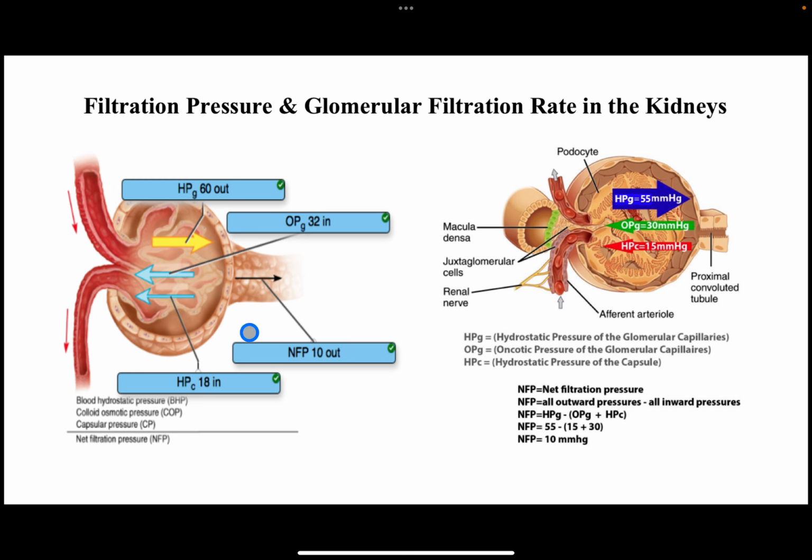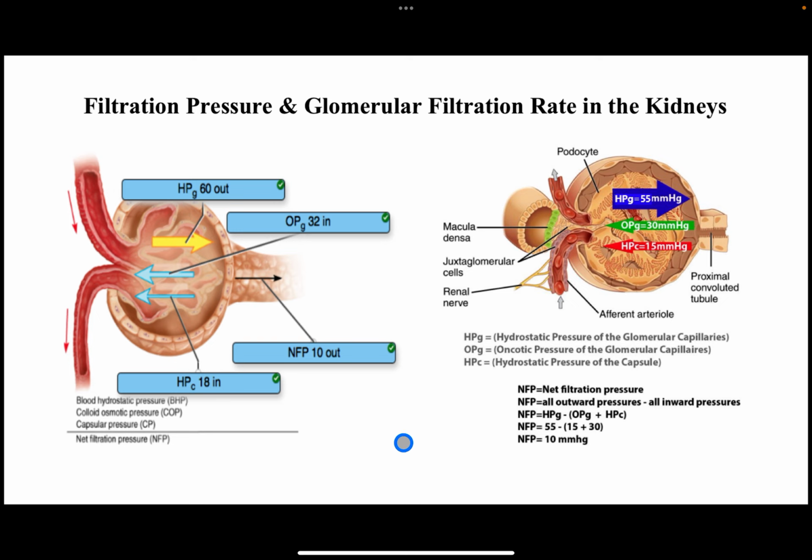Then we have the capsular hydrostatic pressure, which is 18 millimeters of mercury. If you want to calculate the net filtration pressure, you add the colloid osmotic pressure to the capsular hydrostatic pressure, then subtract it from the blood hydrostatic pressure in the glomerulus. Usually for a healthy person, you should get 10. So the net filtration pressure will be 10. If you do the same calculation for this side, you get the same thing: net filtration pressure will be 10.